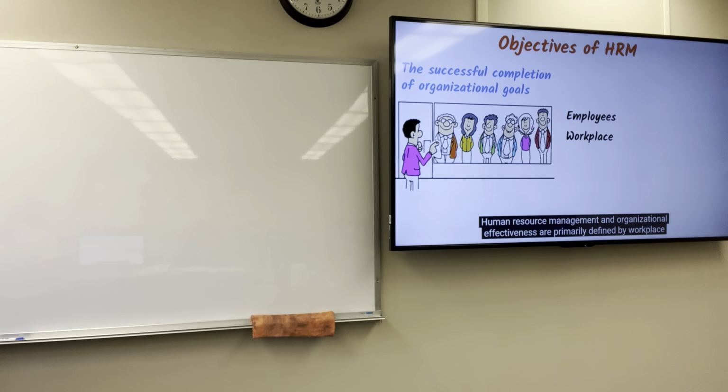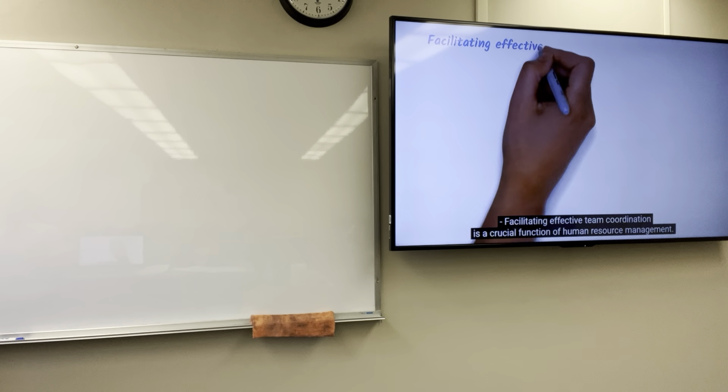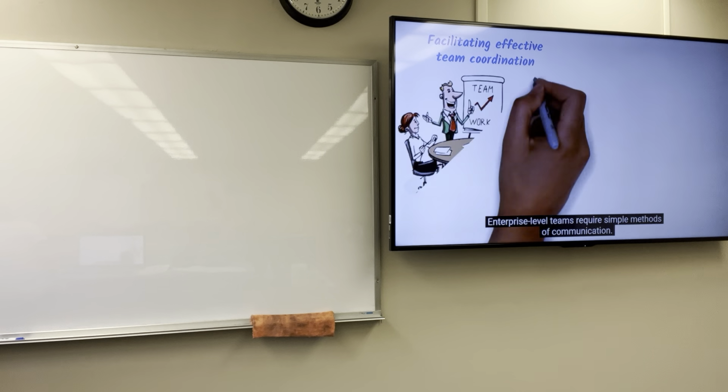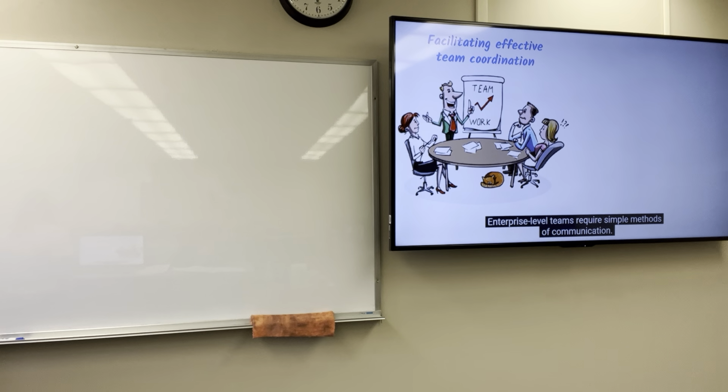Human resource management and organizational effectiveness are primarily defined by workplace culture. Facilitating effective team coordination is a crucial function of human resource management. Enterprise-level teams require simple methods of communication. Specifically, HR needs to ensure a tool is available to help with the integration.